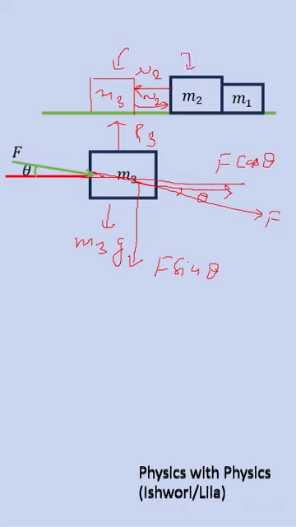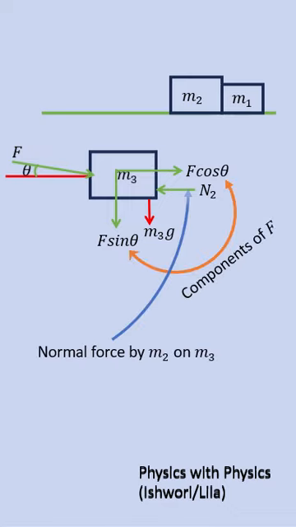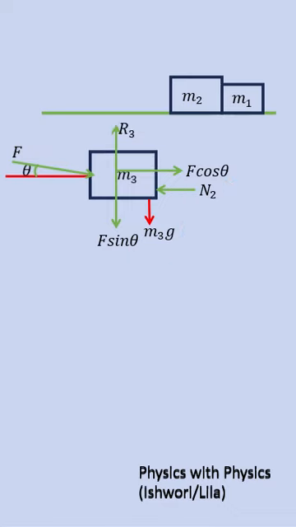Now, let's write those forces. F cos theta and F sin theta are the rectangular components as shown. Weight m3g acts vertically downward, and n2 is the normal force exerted by m2 on m3. R3 is the normal reaction. Now, the forces along the x-axis are F cos theta and n2, and they are in opposite directions.